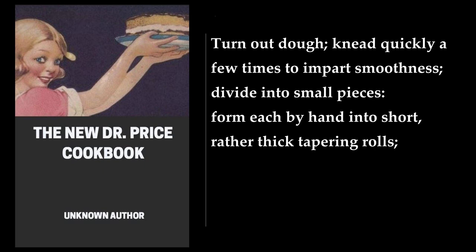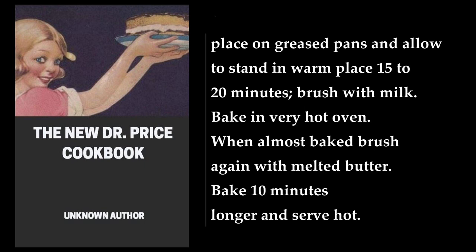Add milk, and mix with spoon to smooth dough easy to handle on floured board. Turn out dough, knead quickly a few times to impart smoothness, divide into small pieces, form each by hand into short, rather thick tapering rolls. Place on greased pans and allow to stand in warm place 15 to 20 minutes, brush with milk. Bake in very hot oven. When almost baked, brush again with melted butter. Bake 10 minutes longer and serve hot.